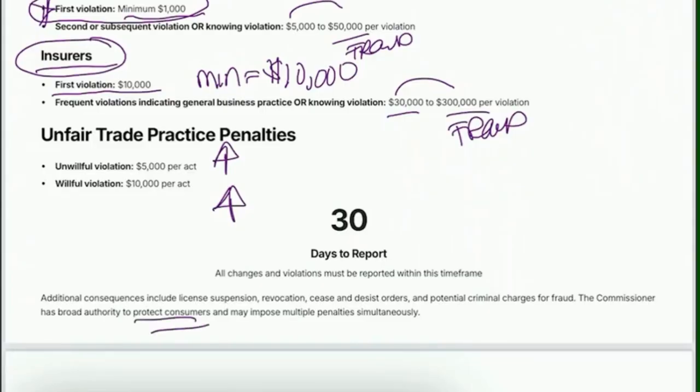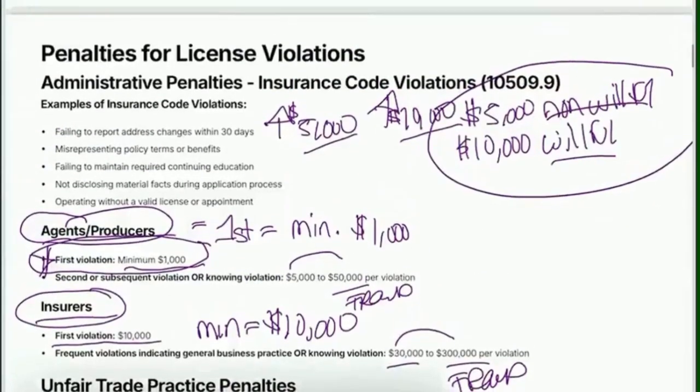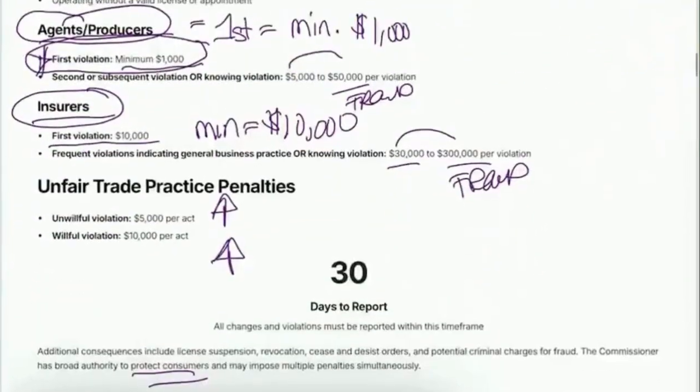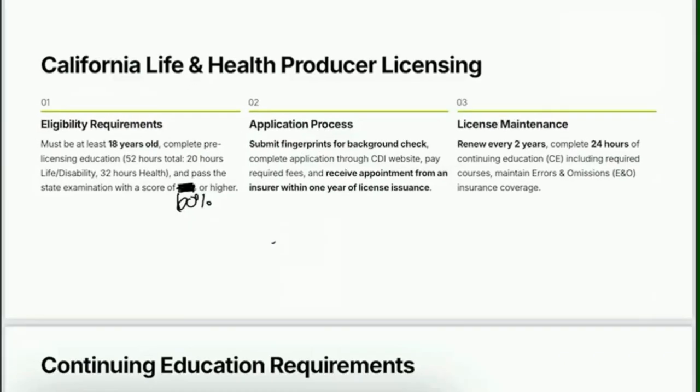Okay, so California Life and Health Producer Licensing: some eligibility requirements, the application process, how you maintain your license. A lot of this is recap again from video 1, but a couple things to go over here. So in order to even sit for your exam, you must be 18 years old. You must also complete your pre-licensing education in the state of California. Not all states require this. California is one that does, and they actually track your time requirements.